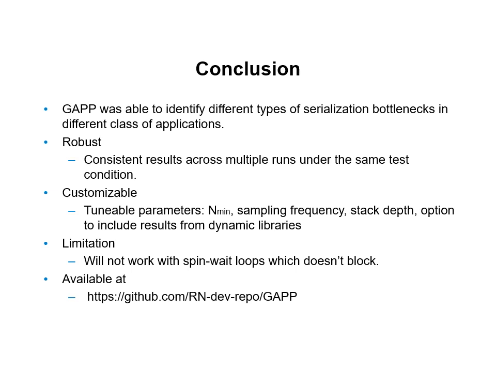To conclude, we were able to use GAPP to identify different types of serialization bottlenecks in different classes of applications. The results generated by GAPP were observed to be consistent across multiple runs under the same test condition.